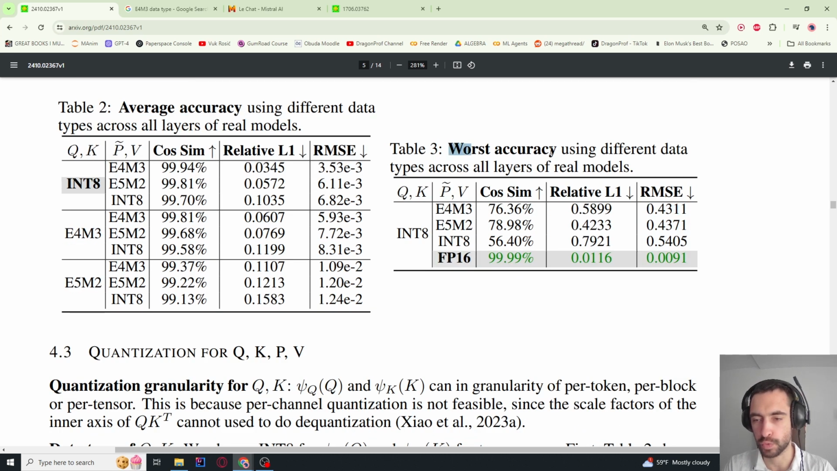This table shows worst accuracy using different data types, but this is a bit confusing because they marked in green the best results for some reason. This is the best result, this is the best cosine similarity, this is the smallest relative L1 and smallest root mean square error. So the worst one would be, for example, this one combined with this one for cosine similarity.